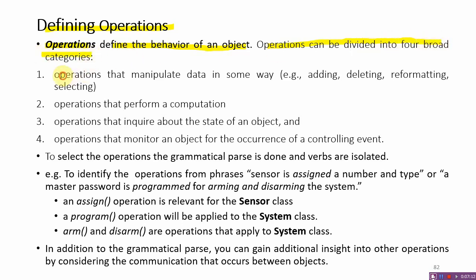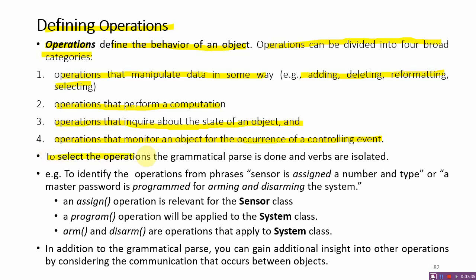Number one, operations that manipulate data in some way, like addition, deletion, reformatting, and selecting. Second, the operations that perform a computation. Third, operations that inquire about the state of an object, and the fourth, the operations that monitor an object for the occurrence of a controlling event.